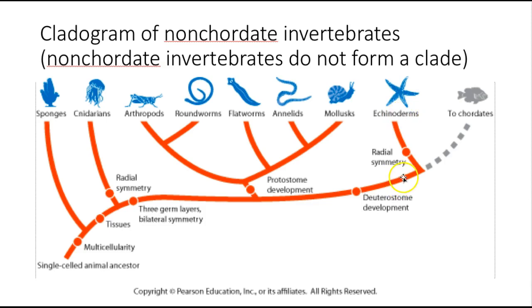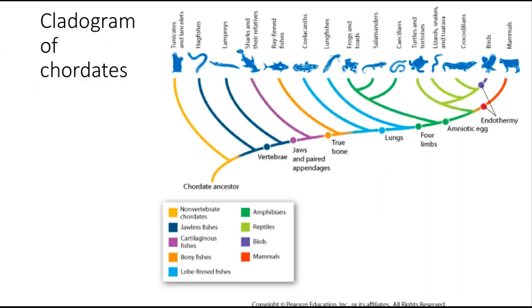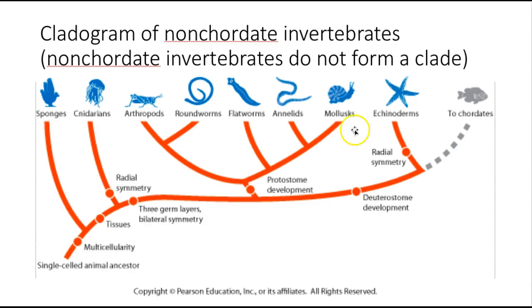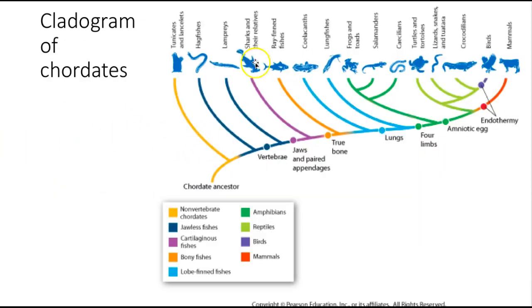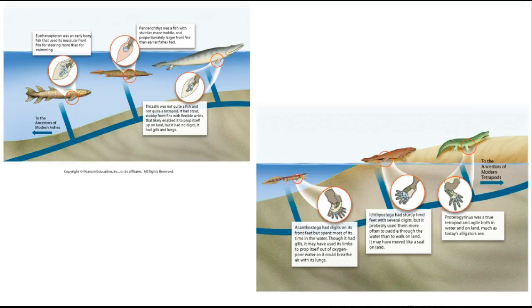echinoderms. Okay? So here we have a cladogram of actual chordates. That's where this little branch becomes all of these branches. You can take a look at this. What do we have here? We have all kinds of fish. We have some frogs, turtles, crocodiles, mammals, birds.